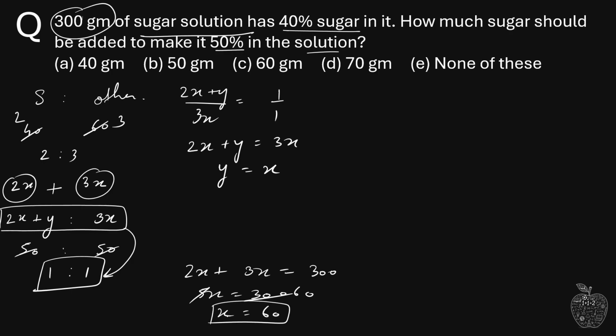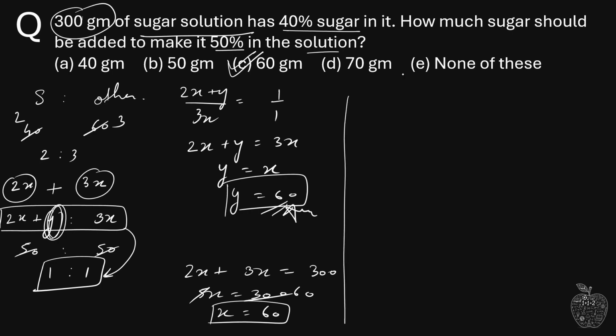All right. So substitute this value of x in here. So we get the value of y as 60, right? The question is asking us how much sugar should be added, y amount should be added, and y is equal to 60. So that means this is our required answer. Here option C is the correct one.